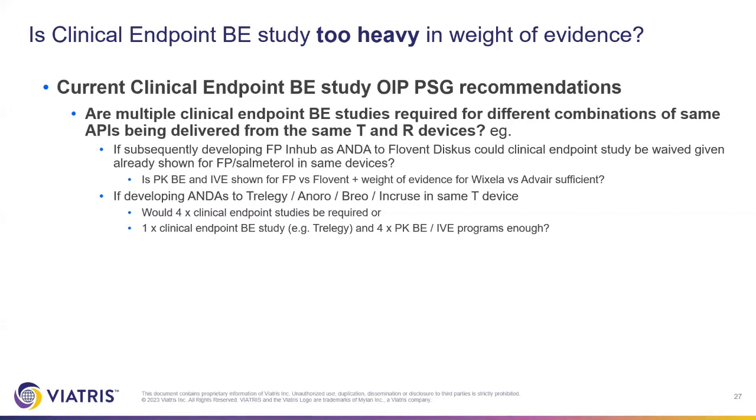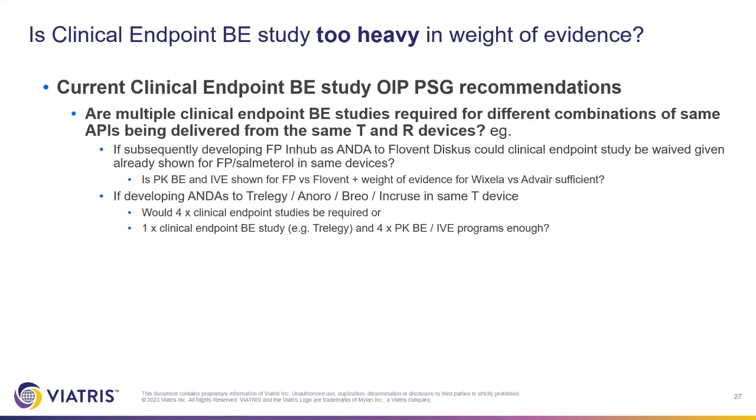And the question arises, what happens when you bring multiple products along as generic equivalents of reference products where the APIs are different combinations or monosubstances, and the devices, the test and reference devices, are the same between different products? Would you have to apply the same approach? The example that I wrote up there was one where Viatris now turns up with FP in Hub. Do we have to run another clinical endpoint study for that product?